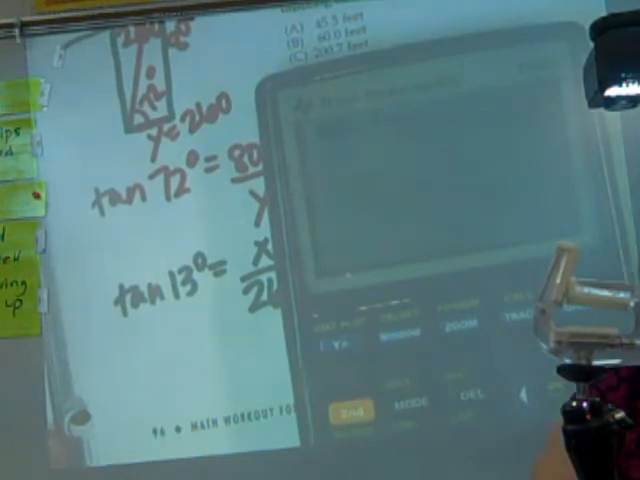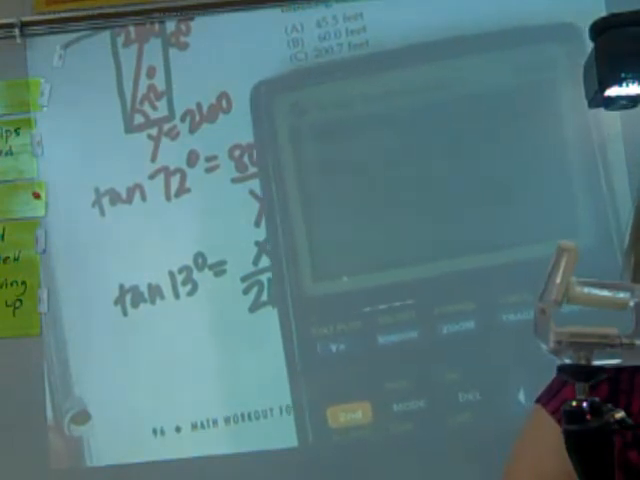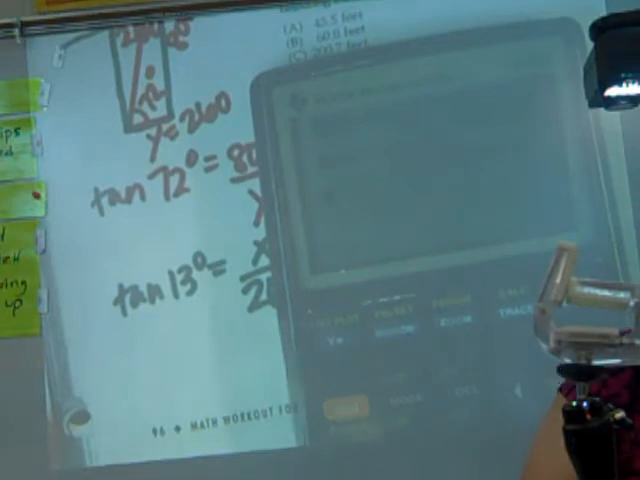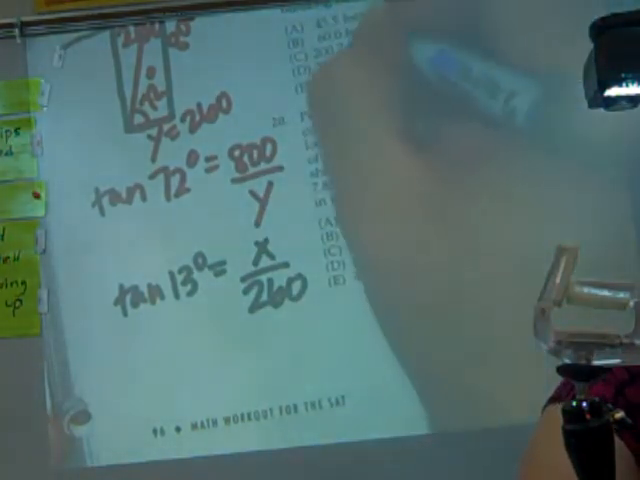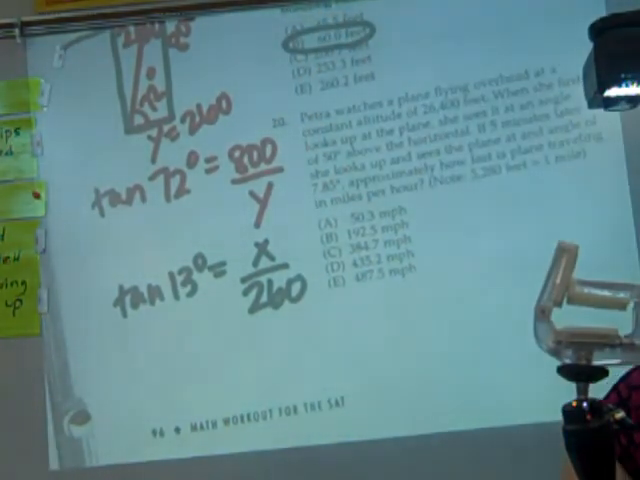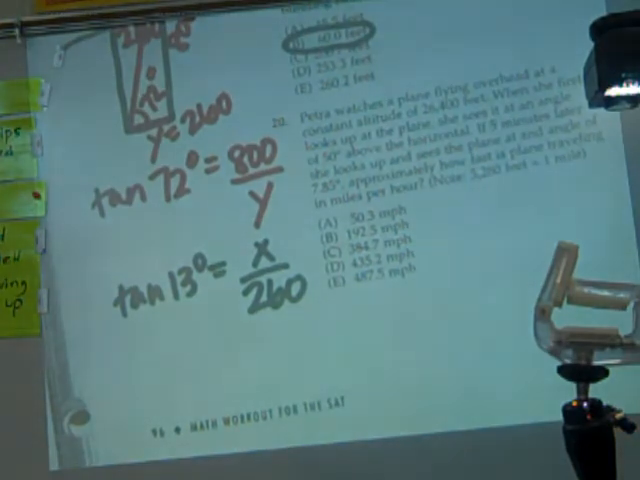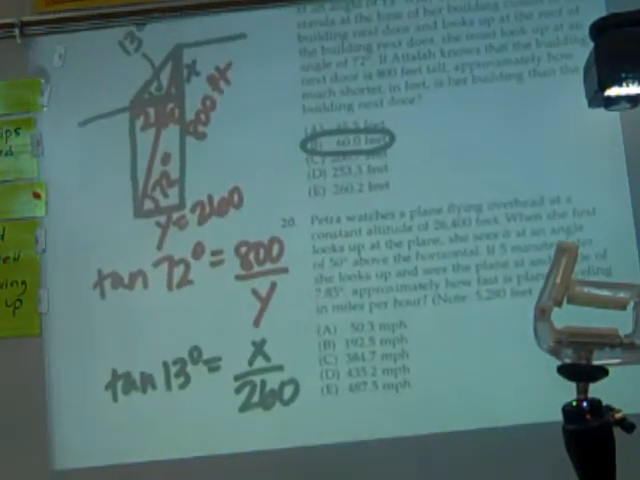Or I've got my answer up there. That's the last thing I got. So I'm just going to type times tangent 13, 60. So approximately 60 feet is the difference. So that one's pretty tricky.